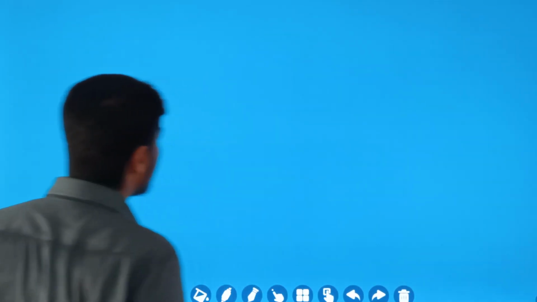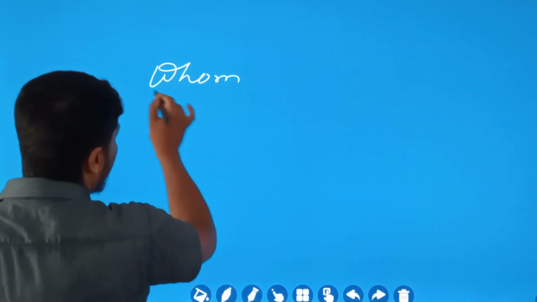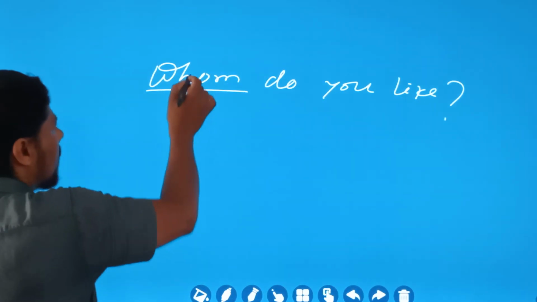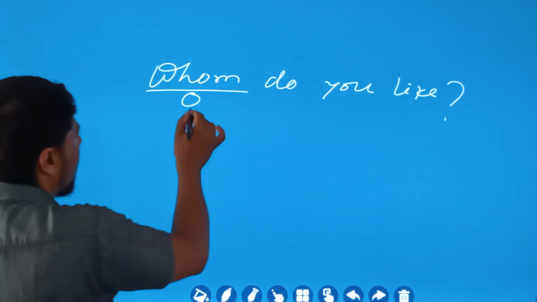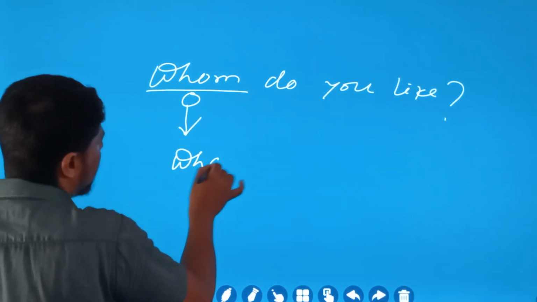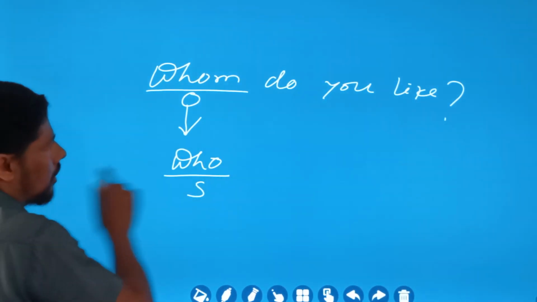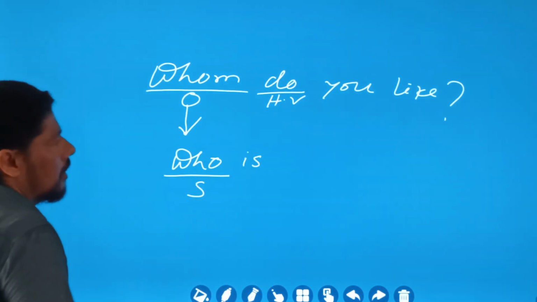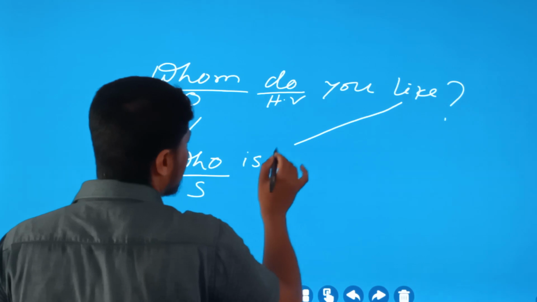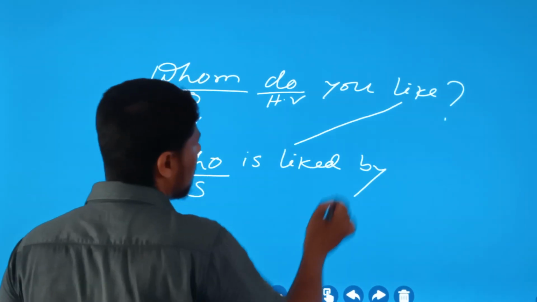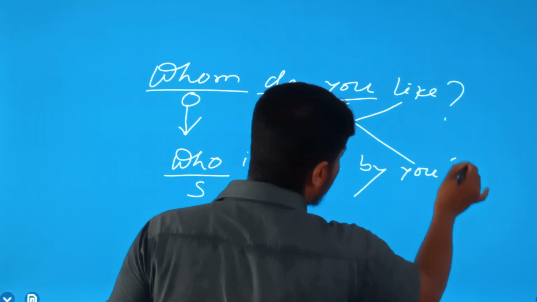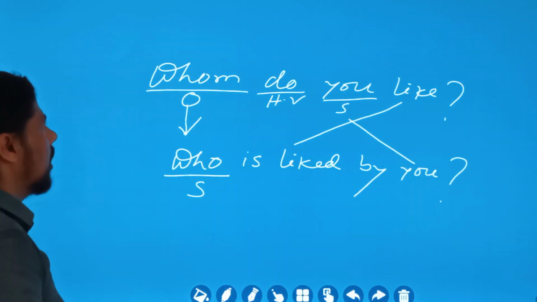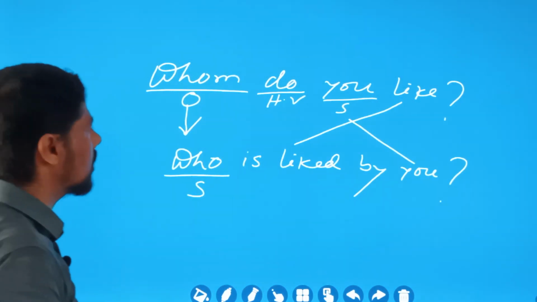Let's see another WH word that also changes its form in passive voice, that is whom. As you know, whom is the objective form. Whom do you like? We know that the objective form of active voice will be the subjective form in passive voice. So here whom is the object and its subjective form is who. That's why whom will be who. Now we have to take the helping verb according to tense. Here the tense is present indefinite, that's why we have to take is, and now the verb 3 form, and the preposition by, and the subject will be the object. Here you is the subject and its objective form is you. So this is the rule why whom becomes who in passive voice. I hope you have understood the rule.